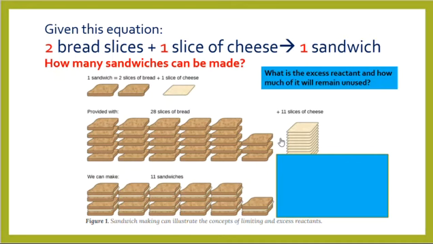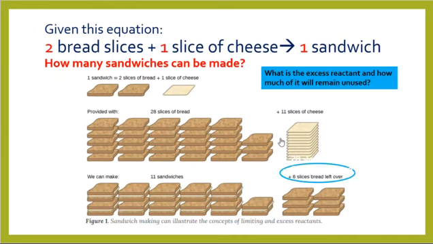The next question we have to address is, what is the excess reactant and how much of it will remain unused? Well, if we know that we've used up all of the cheese, then the excess reactant must be the bread. To determine how much of the bread is left over, we must subtract the 22 slices of bread used up in making the sandwiches from the original 28 slices of bread provided. That leaves 6 slices of bread left over or in excess.